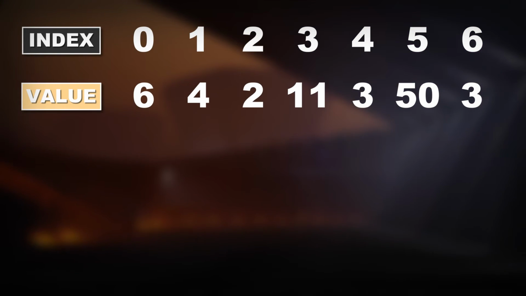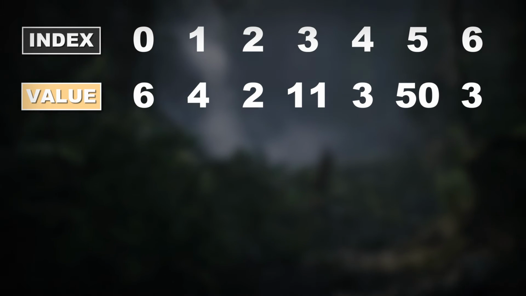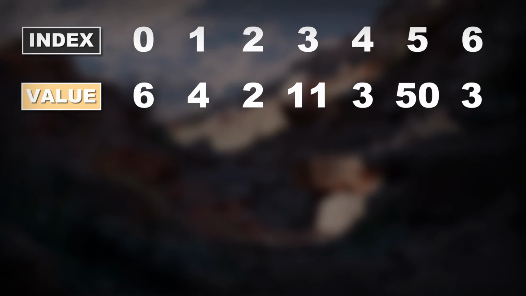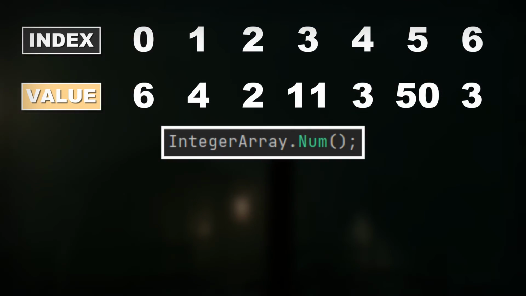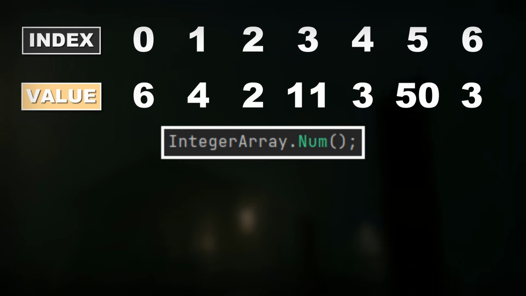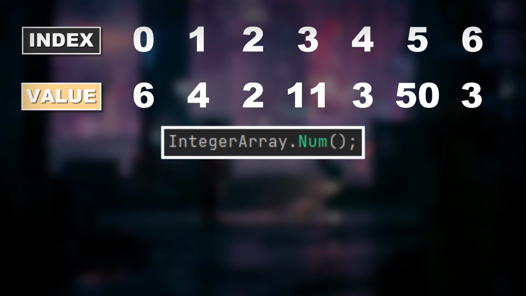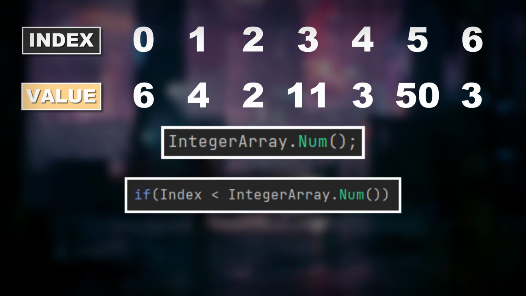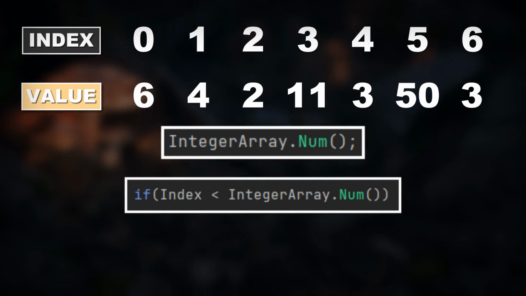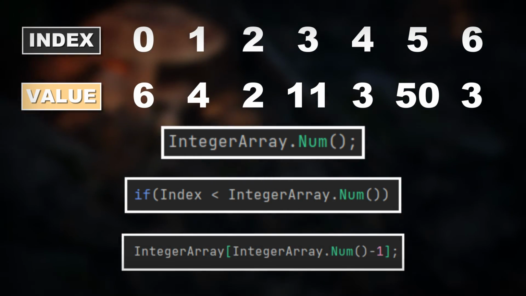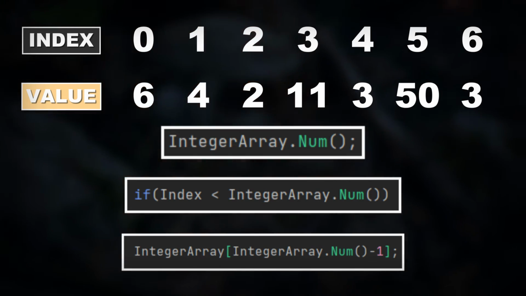To check the number of elements that are currently stored inside a TArray, you can call the num method. This method can be used to check if an index that is provided is valid for a TArray, or it can also be used to check what is the value of the last element in our TArray.